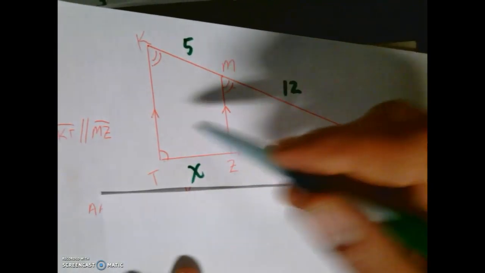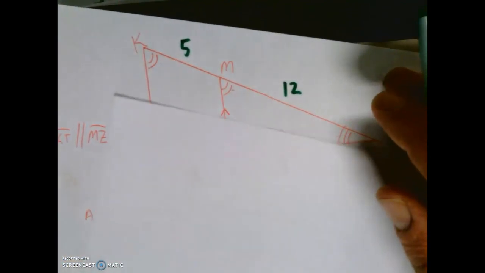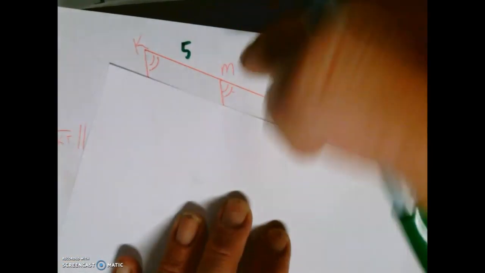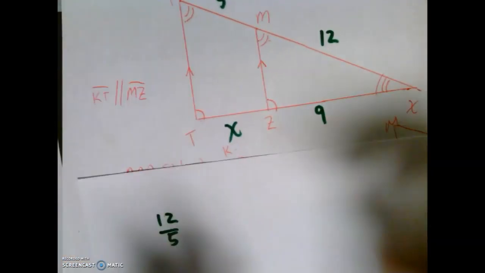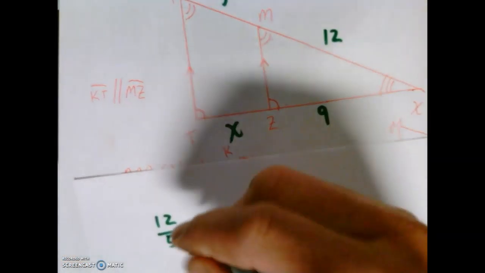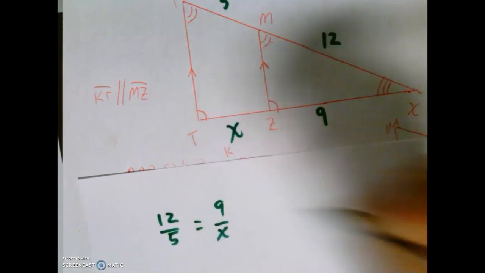So it said it divides the sides proportionally. So which ones do you match up? Well, let's take a look at this side. The proportionality of the side, this piece to this piece, because they're both on the same side. So when we write that relationship, we're going to say 12 is to 5 as this piece is to this piece. 9 is to x.